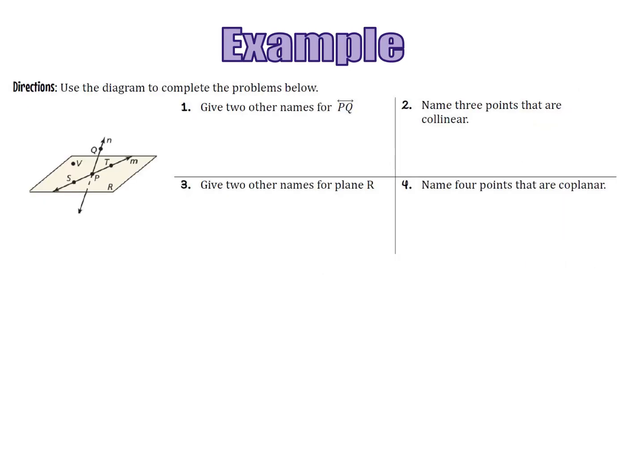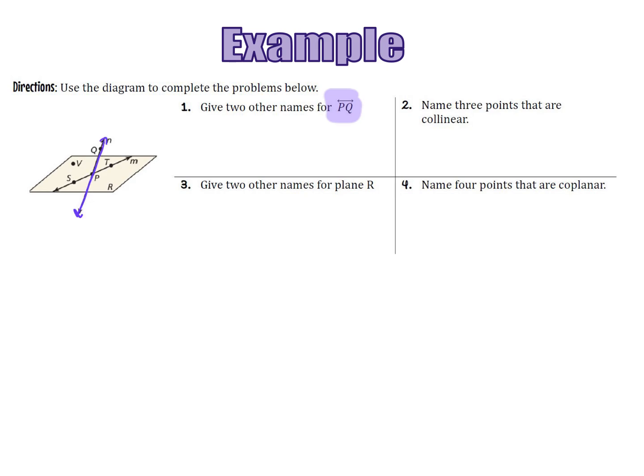All right, so here we have some examples where we're going to be looking at this diagram here on the left-hand side. We have a plane, we have a line going through the plane, we have a line lying within the plane, there's a bunch of coordinates. So our goal is to apply these vocabulary terms by looking at this specific plane. So the first thing we're going to do is we're going to give two other names for the line PQ. So first, let's find that line. Here is that line PQ right here.